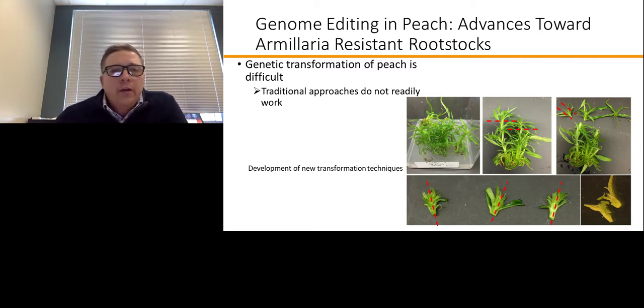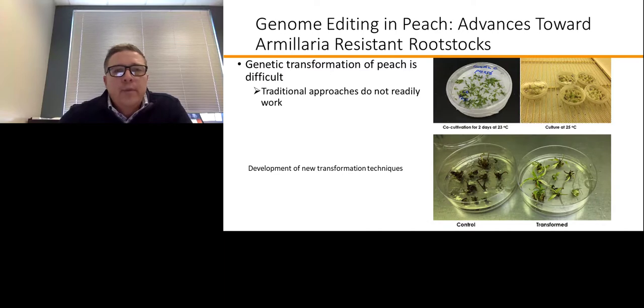And what we're looking at here is how we're transforming peach in my lab. So we're developing a technique called the shoot apex procedure, where we grow peach plantlets in a sterile media. We cut the tips off of these and then we bisect them. And it's during this part right here where we bisect them that we introduce the gene of interest with a bacteria. Alongside the gene of interest is a gene that encodes for a resistance to an antibiotic. So we can use antibiotics in our media to select for cells that are transformed.